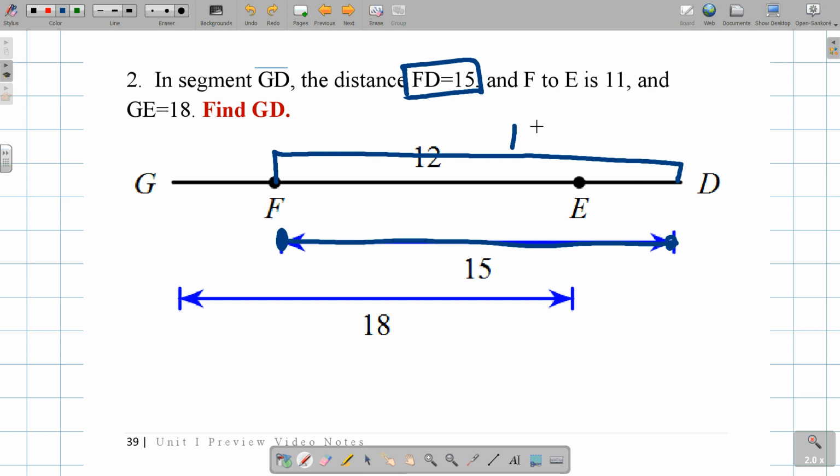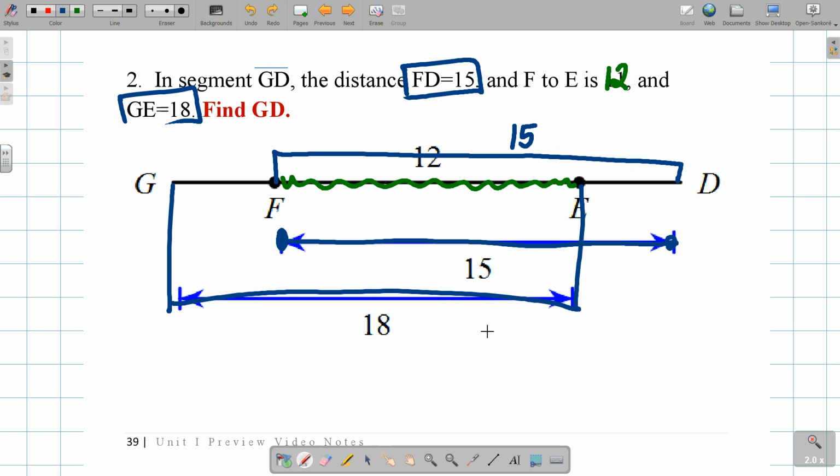And then here we have G to E, which is all the way from here, trace it, to here is 18. Your ambition is to find G all the way to D. I'm going to give you 1 minute on your own to see what you can do there all by your lonesome. 1 minute. Go back and physically trace stuff, see what you can do.